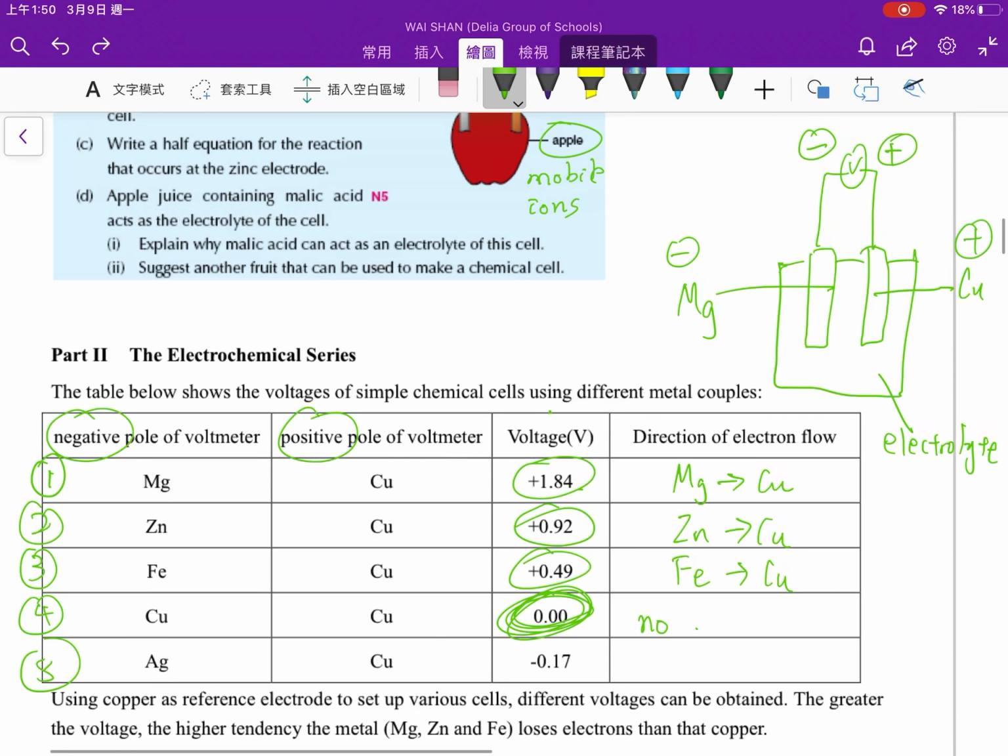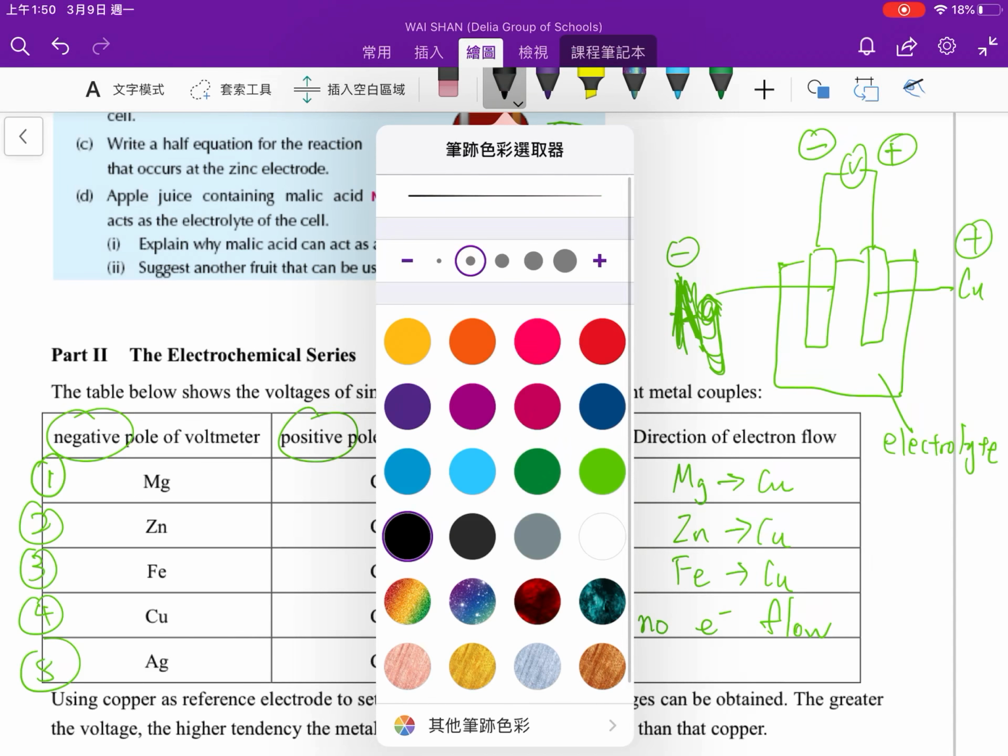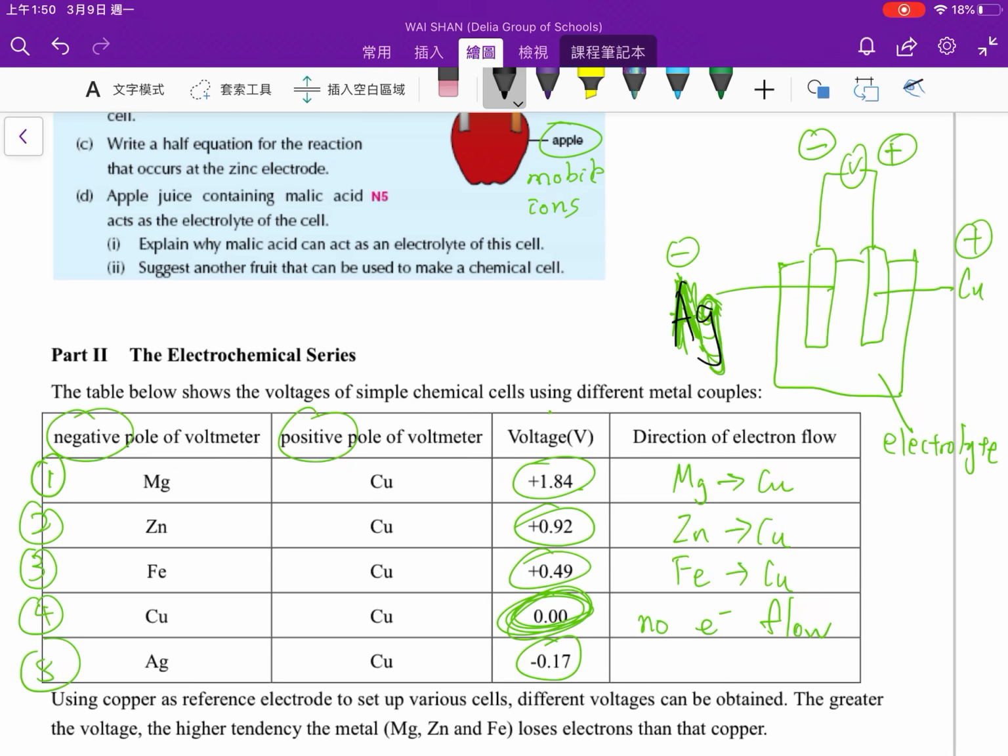So no electron flow. And when it comes to silver and copper, it's negative. If it's negative, that means now it's no longer magnesium, it's silver here. Since it's negative, the silver is not the negative electrode, it's the positive, and copper will be the negative, so the electron flows from copper to silver.